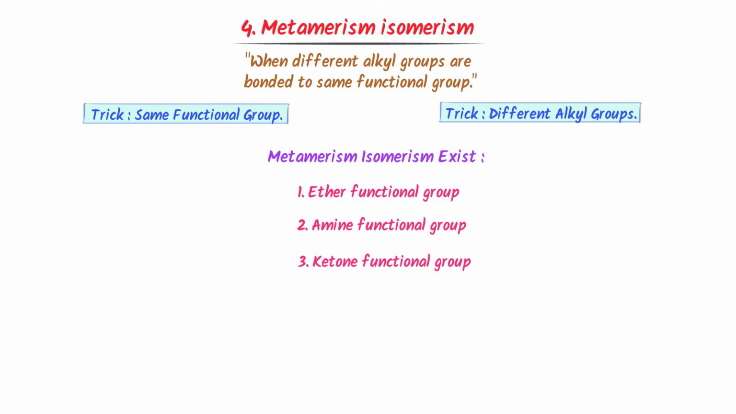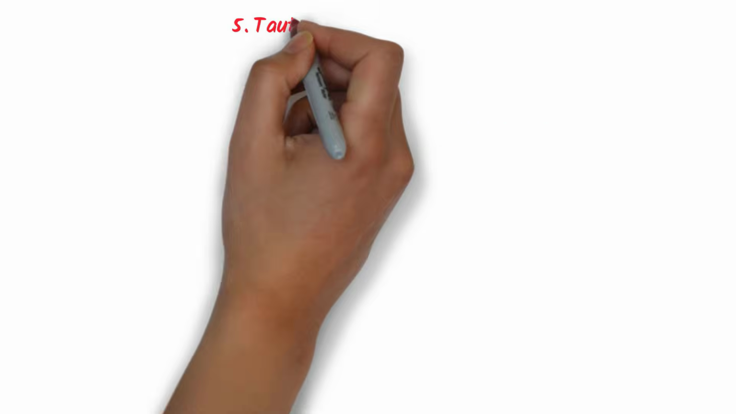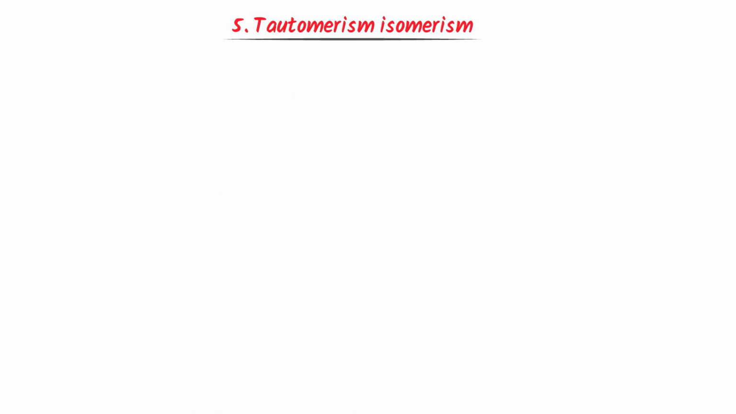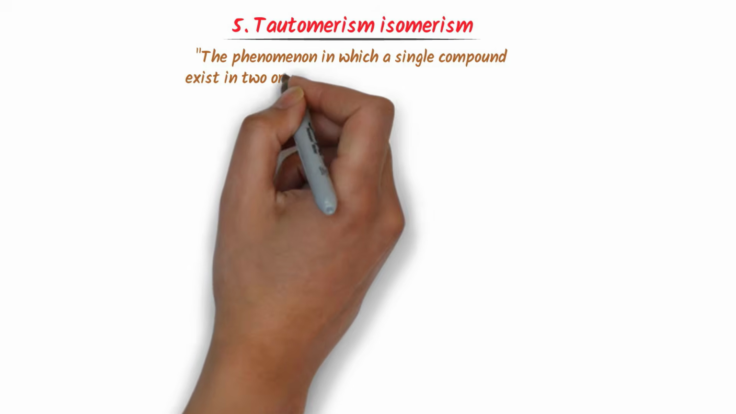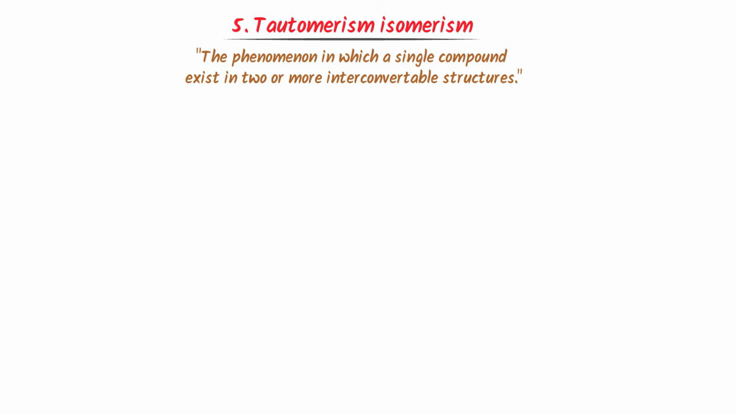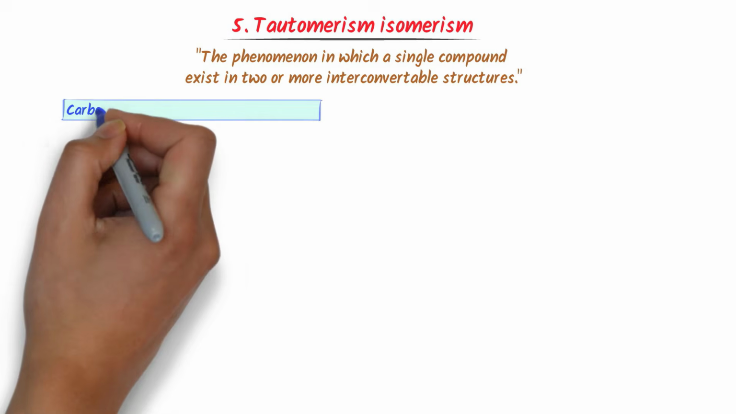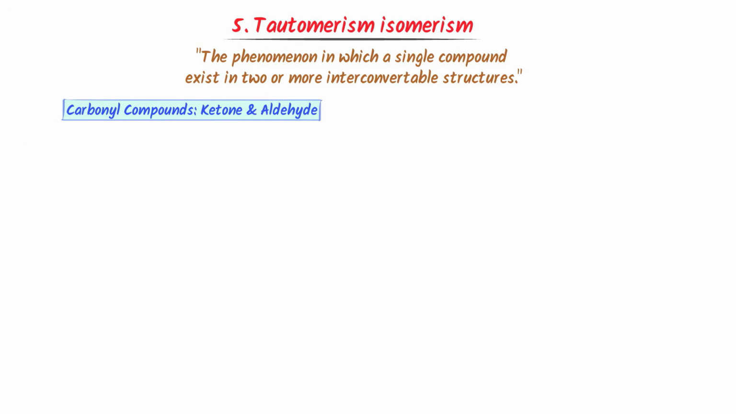Now we will learn the fifth type of isomerism, which is tautomerism. The phenomenon in which a single compound exists as two or more interconvertible structures is called tautomerism. Remember that tautomerism is possible in carbonyl compounds having a CO group, like ketone and aldehyde. Personally, I teach this condition for tautomerism.